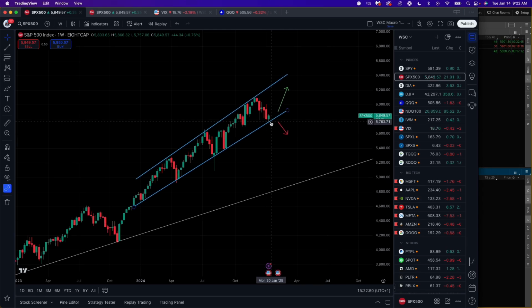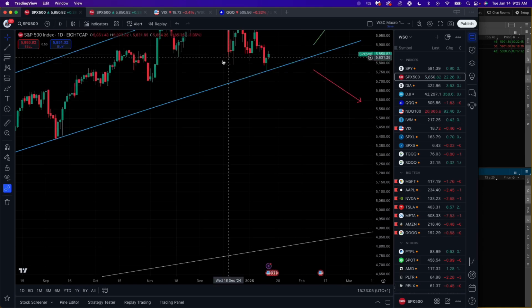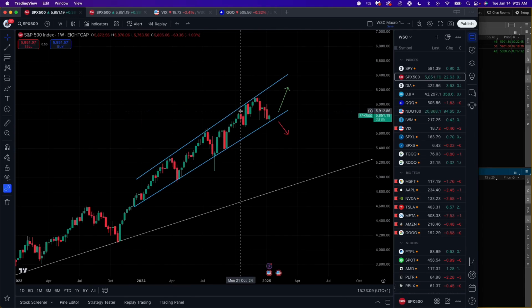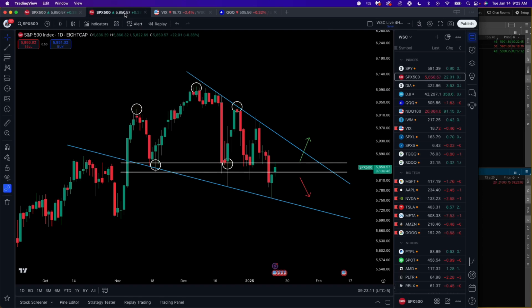Yesterday, we noticed how we were opening here. It was basically all do or die at this level. Market was able to bounce at 5,870. However, of course, we can also see the inverse head and shoulders here, right? It's the same chart. The only thing is, on the daily time frame, we got this.